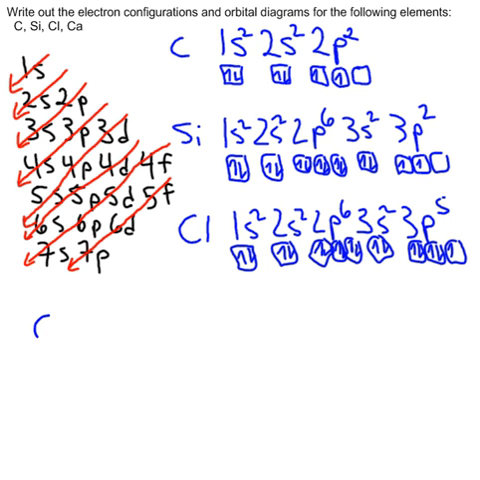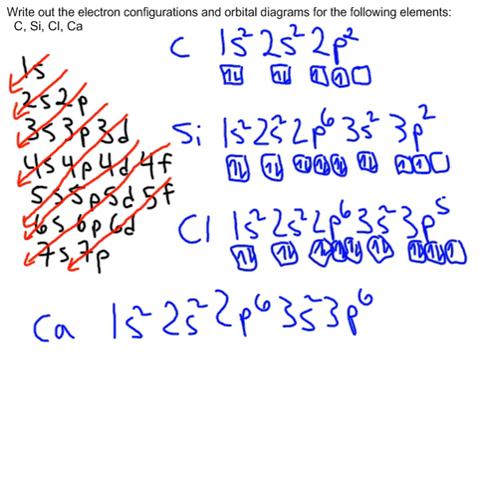Lastly, we have calcium, which is our biggest element in this example, and there's 20 electrons. So we go 1s2, 2s2, 2p6, that gives us 10. 3s2 is 12. 3p6 is 18. And what follows 3p is 4s, and there's 2 in there. The box diagram is no different: 3 boxes below P's.